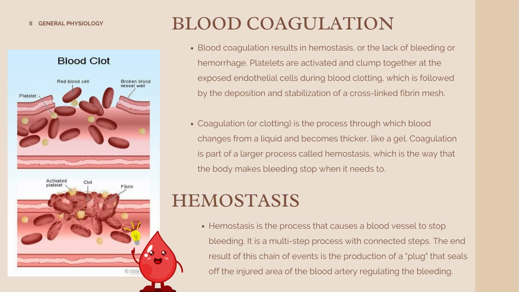As I mentioned earlier, hemostasis. So what is hemostasis? Hemostasis is the process that causes a blood vessel to stop bleeding. It is a multi-step process with connected steps. The end result of this chain of events is the production of a plug that seals off the injured area of the blood artery, regulating the bleeding.